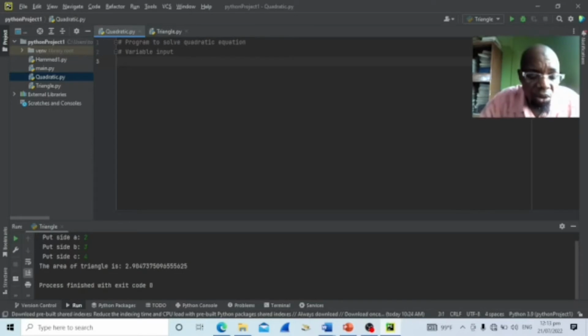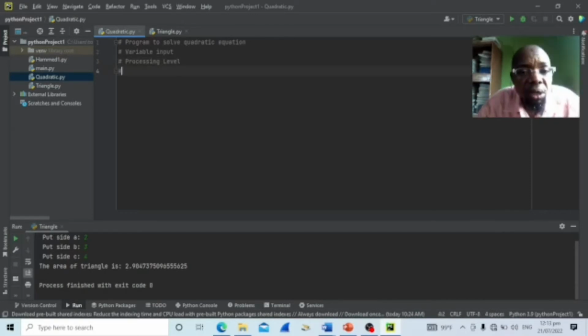The second one is going to be processing level. Then the last one is going to be the result level. Let's put it that way.